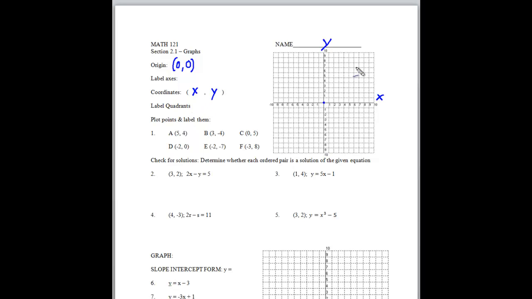And the quadrants, this is the first quadrant. This is the second quadrant. I'm going to use Roman numerals here. This is the third quadrant, and this is the fourth quadrant.